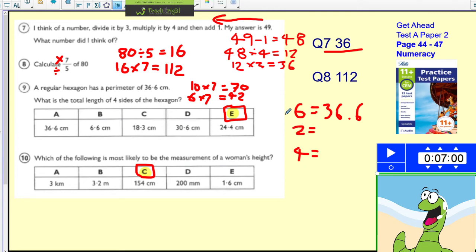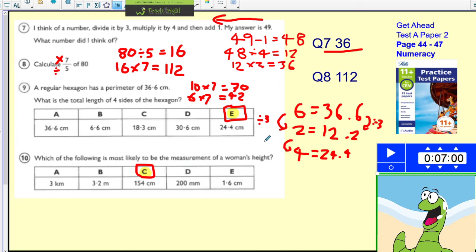Well, if 6 is 36, how can I go via division or dividing and multiplying to get from 6 to 2? Quite simple. Divide by 3. So I can do the same thing here and divide by 3. I'll have 6 divided by 3 is 2, but be careful. I'll work out 12.2. So that means 2 sides is going to be 12.2 centimeters. So now 4 sides is going to be twice as much. So it's going to be 24.4.